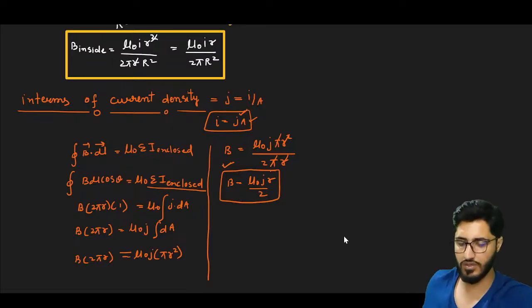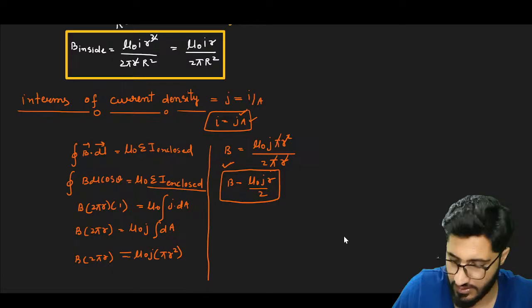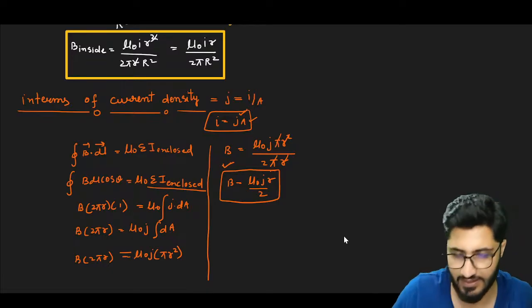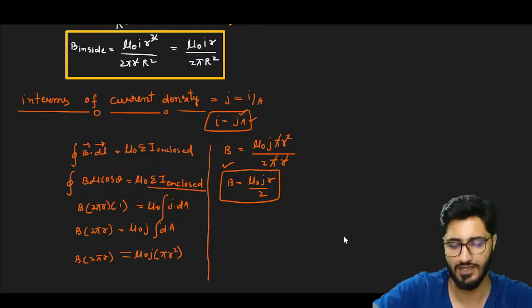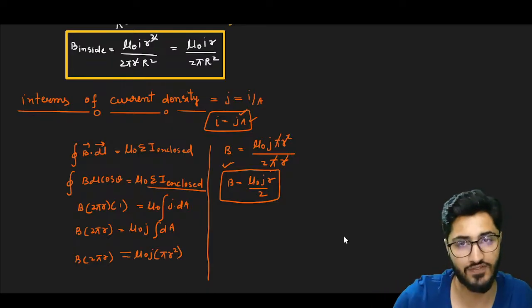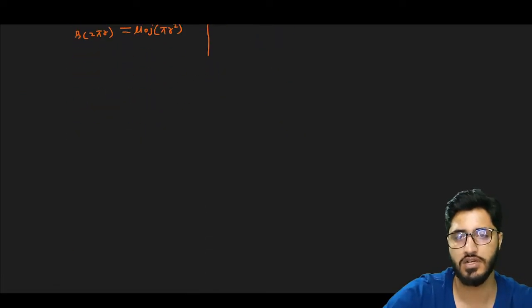Is everything good up to this particular point? If yes, then let us do some numericals. In this class, we will finish solenoid and toroid also. Let us do some numericals then.